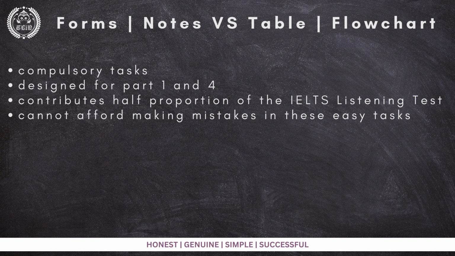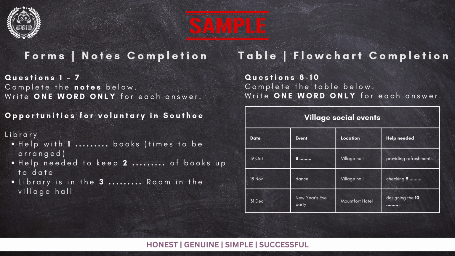Forms Notes Completion and Table-Flowchart Completion are 2 compulsory tasks of IELTS listening. These tasks are designed for Part 1 and Part 4 of the IELTS listening test. That means half the proportion of the IELTS listening test consists of these tasks. You cannot afford to make mistakes in these 2 tasks. Now, let's break down these tasks in detail and also understand the stepwise strategies to get all correct answers.